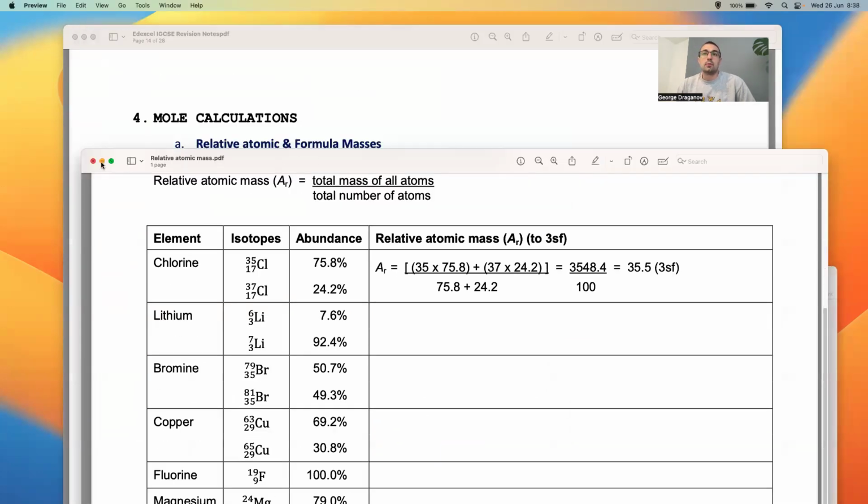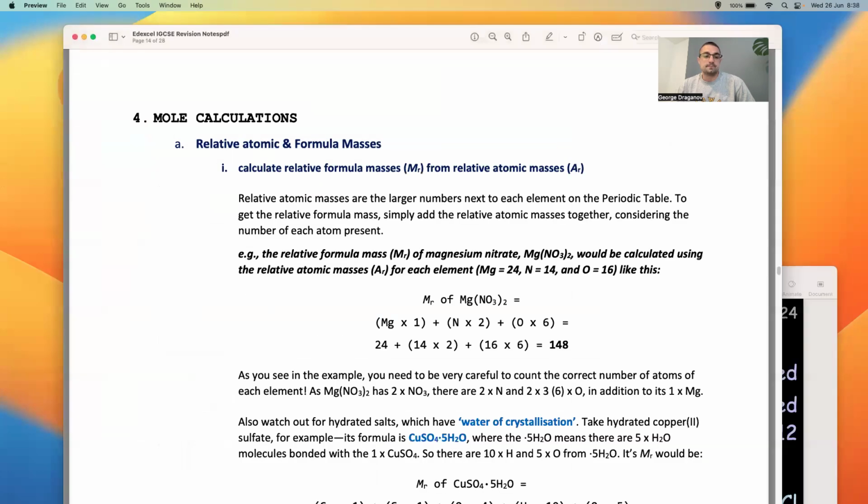Okay, next we're going to move on to MR, relative formula mass. Now you may see the word relative formula mass and relative molecular mass, RMM. Theoretically, relative formula mass is for ionic compounds and relative molecular mass, RMM, would be for covalent molecules. However, at the end of the day, you can just call it MR, and it just means the total of all the atomic masses added up together for all the atoms.